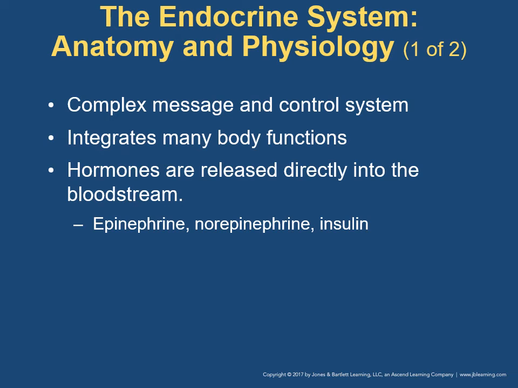Ovaries regulate sexual function, characteristics, and reproduction in women. The pancreas regulates glucose metabolism and other functions. Parathyroid regulates serum calcium. Pituitary regulates all other endocrine glands. The testes regulate sexual function, characteristics, and reproduction in men. And thyroid regulates metabolism.